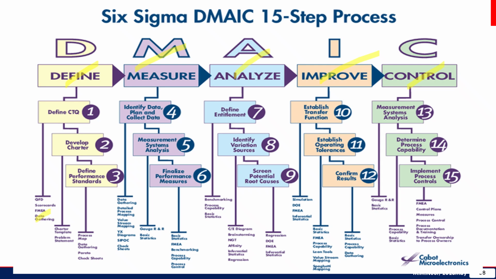define one. We also have FMEA on step number 6 here. We also have FMEA on step number 9. We also have FMEA on step numbers 10 and 11 for improve. And FMEA can also be used in control. You can see here 1, 2, 3, 4, 5, 6, 7 steps where FMEA can be utilized. You can use FMEA in these 15 steps of the Six Sigma process.